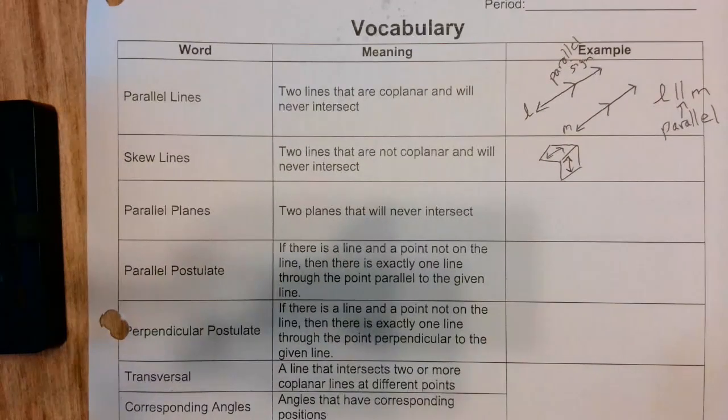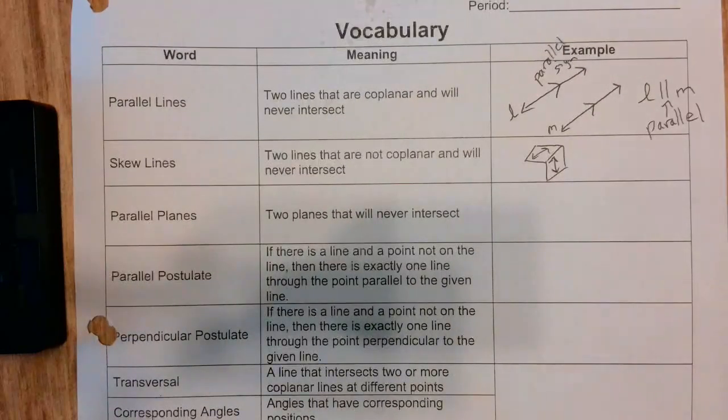Parallel planes are planes that will never intersect. So think big flat surfaces around you that will never ever cross. So for example, the ceiling and the floor are hopefully parallel. They will never cross. The ceiling will never cross the floor. The wall to your left and the wall to your right are probably parallel. The desk or the table you are sitting at is probably parallel to the floor and the ceiling. It's probably a big flat surface that is horizontal, just like the floor and the ceiling.